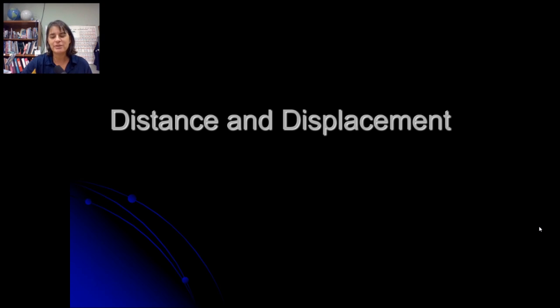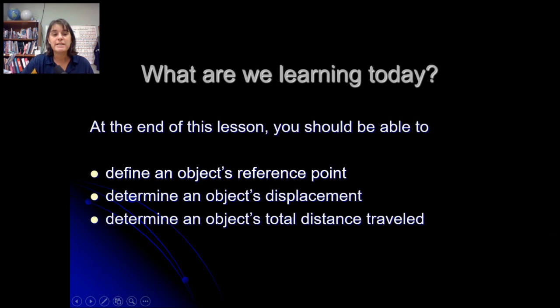All right, so now that we've looked at what it means to have constant motion in terms of how that object is moving, what we want to do is define this in a little bit more precise way. So today we're going to talk about displacement and total distance and the difference between those two things.